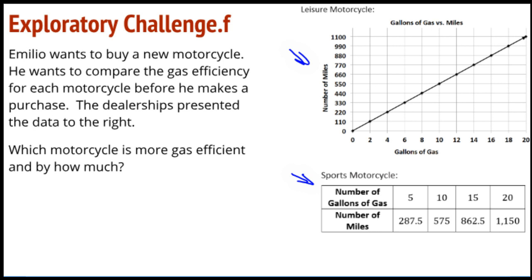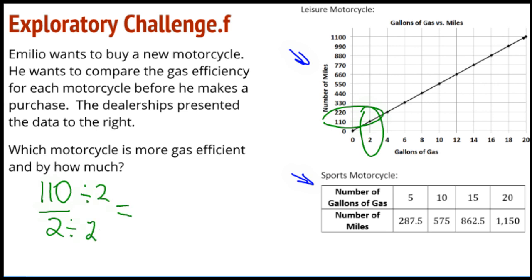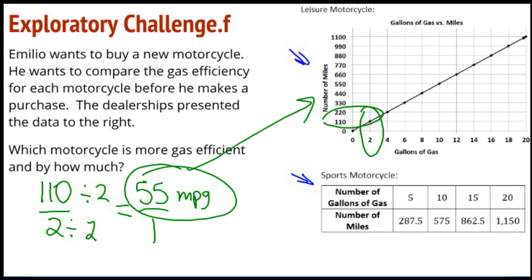Well, looking at the graph, I can see I've got a rate of 110 miles per 2 gallons, and I can scale that down to 1 gallon and find out that we're getting 55 miles per gallon. So that goes with this one.